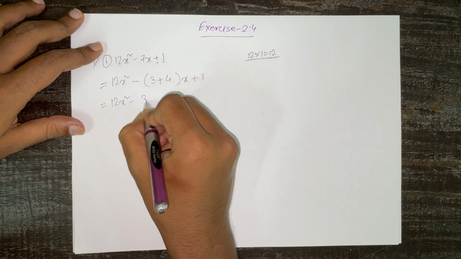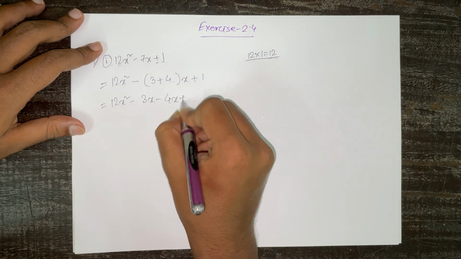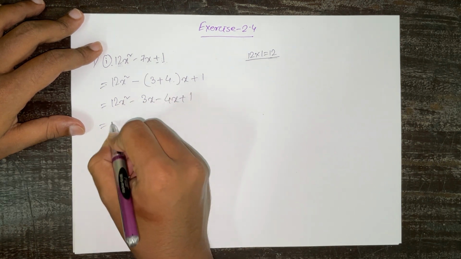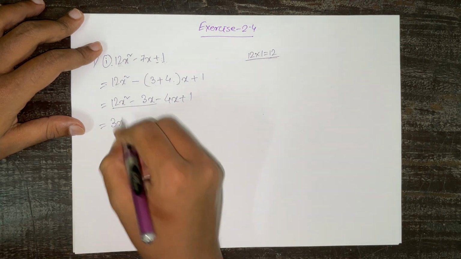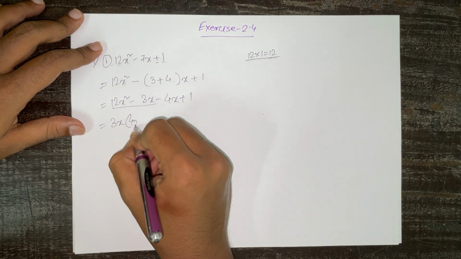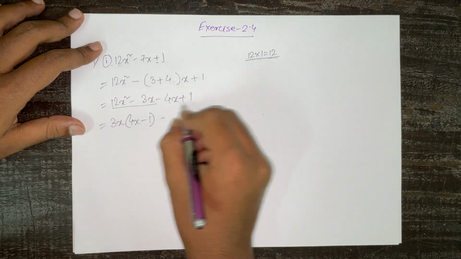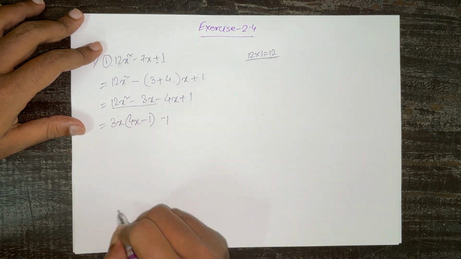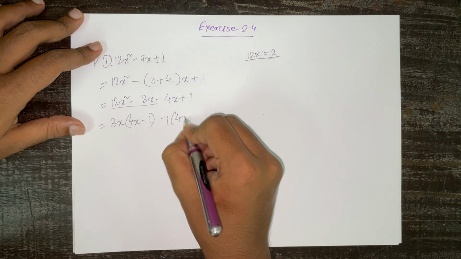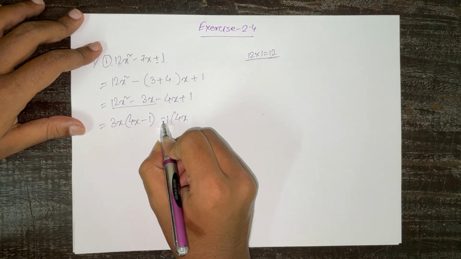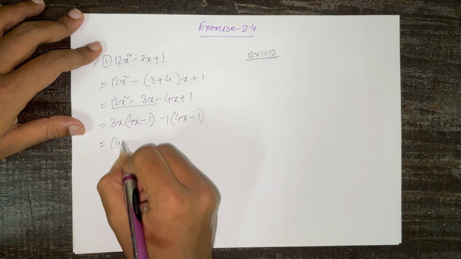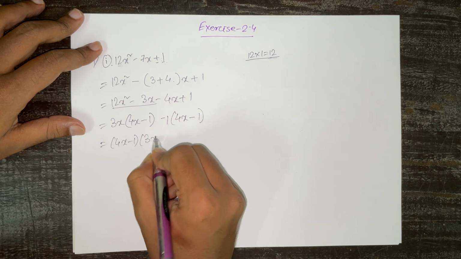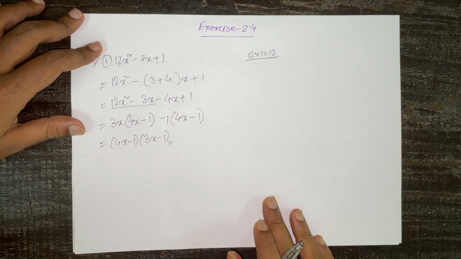12x square minus 3x minus 4x plus 1. From here we can take 3x common. From these two we can take 3x common. So what we get is 4x minus 1. And from here we don't have anything common, so we will take minus 1 as common. And from here also we will get minus x. As we have taken negative as common, so this plus will become minus 1. So from here we get 4x minus 1 into 3x minus 1, and these are the two factors.